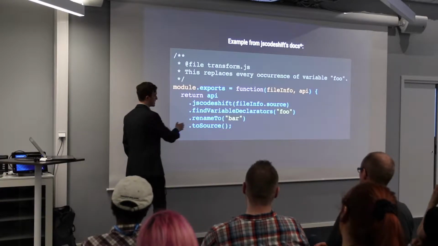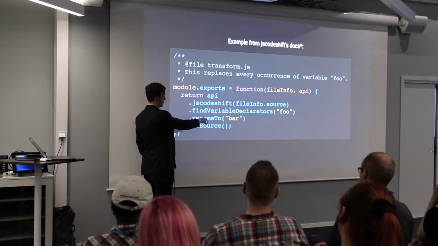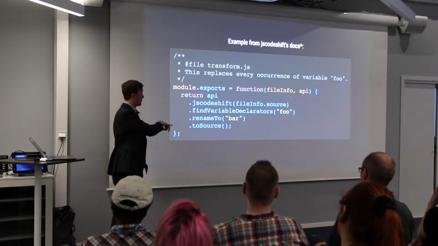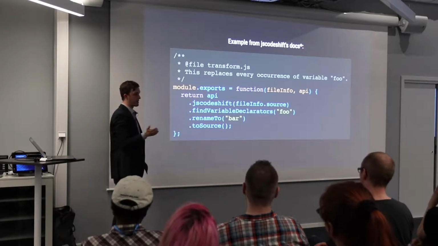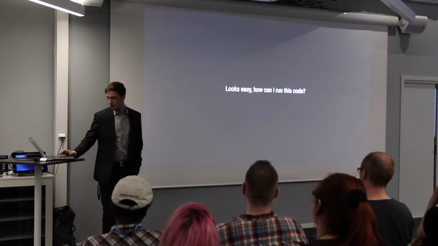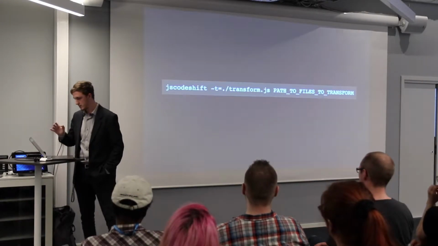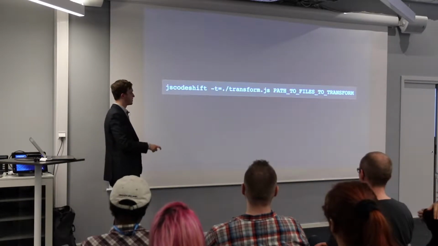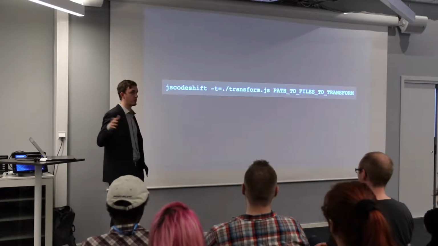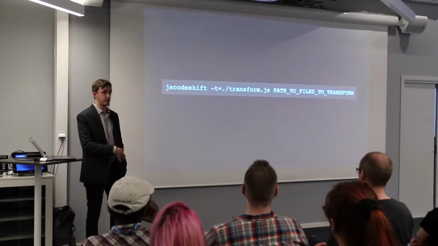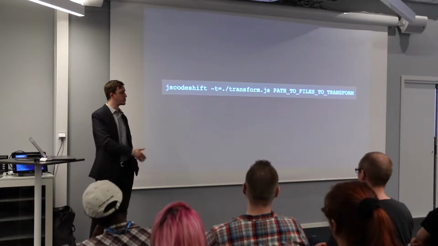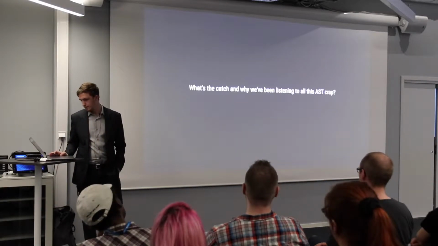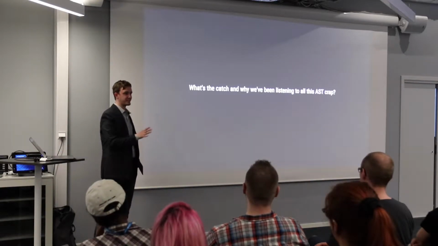What it will do is basically rename every foo with bar, every variable declarator. So if you have var foo equals something, it's going to be var bar equals something. That's it. Okay, looks easy. How can I run it? You just pass in your transformation, and you pass in the path to all the files that you want to transform. And then JSCodeShift will run it and show you if there were any errors and stuff like that. Why did we discuss all of this AST stuff then?